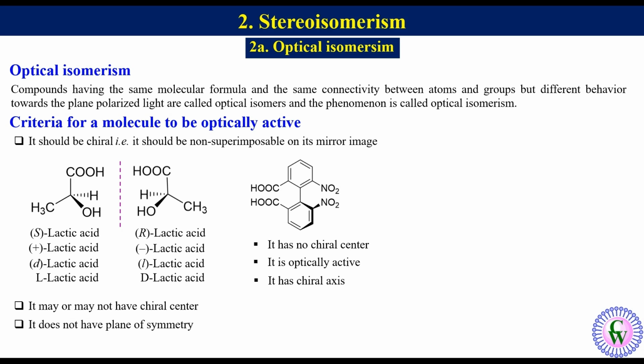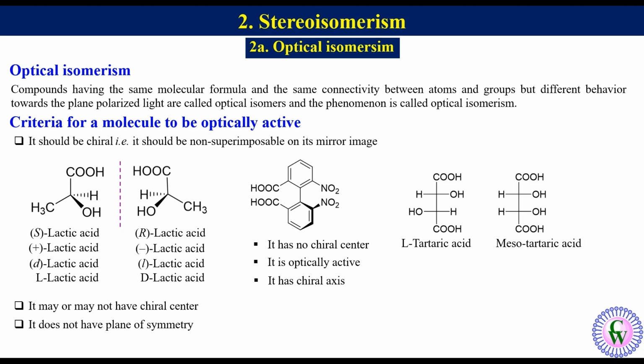For example, L-tartaric acid and meso-tartaric acid both have two chiral centers, but L-tartaric acid is optically active because it has chiral centers and doesn't have any plane of symmetry, while meso-tartaric acid is optically inactive as it has a plane of symmetry that makes it achiral.